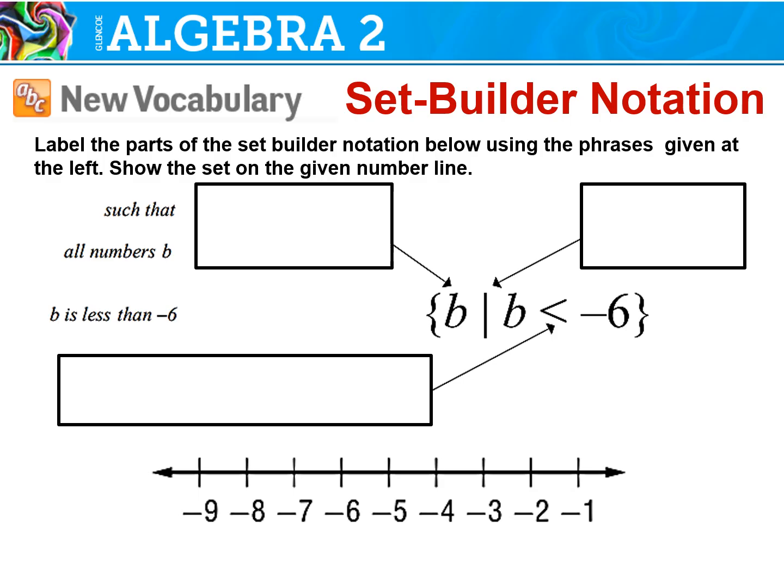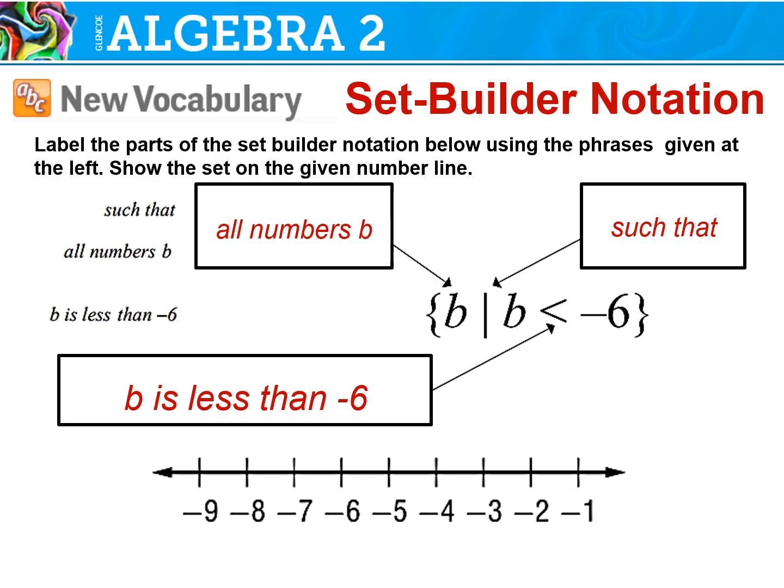So that first part, we say all numbers B, and that vertical line is "such that." Of course, you probably know B is less than -6 would be that last part. So we would read that: the set of all numbers B such that B is less than -6. So -6 isn't included, it's an open circle, and less than would be going to the left.